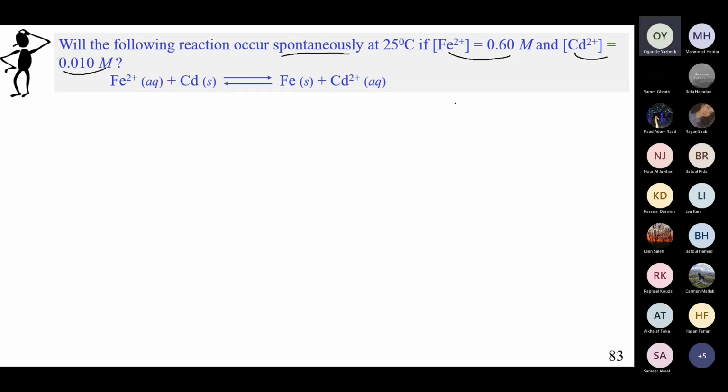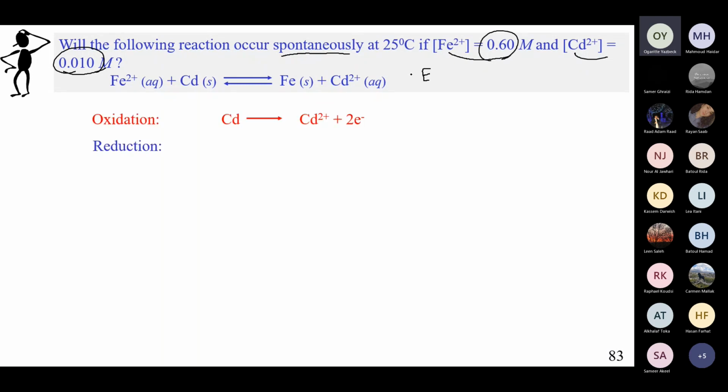Are we in standard state? Help me out, guys. Are we in standard state? No, because the chemical concentrations are not 1 molar. Exactly, we are not. We don't have 1 molar. So if I want to know if something is spontaneous or not, I have to get the E for the overall reaction, or the E of each of these couples.